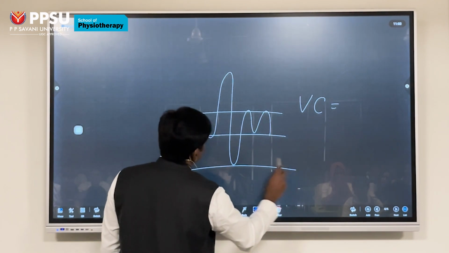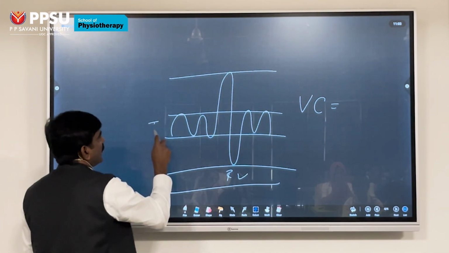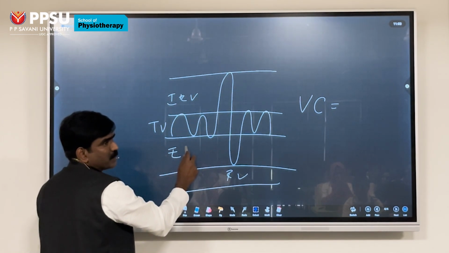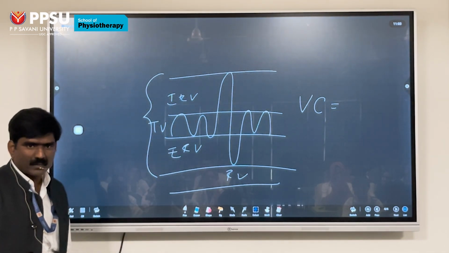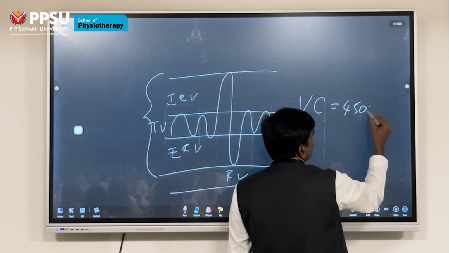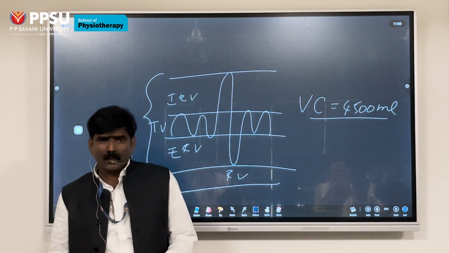So what is vital capacity here? So this is residual volume, tidal volume, inspiratory reserve volume and expiratory reserve volume. So these three together are called vital capacity and it is approximately 4500 ml.